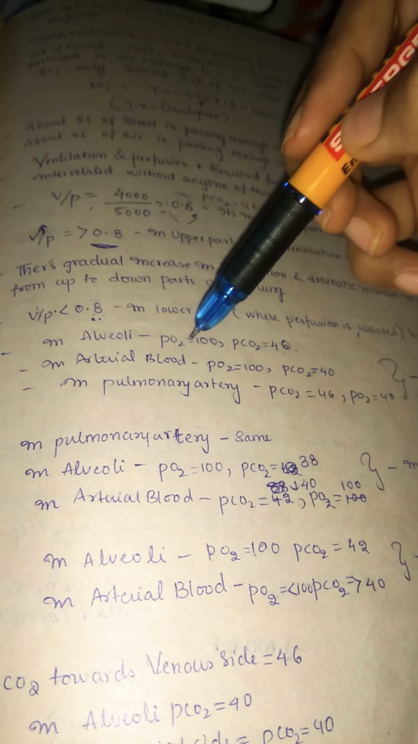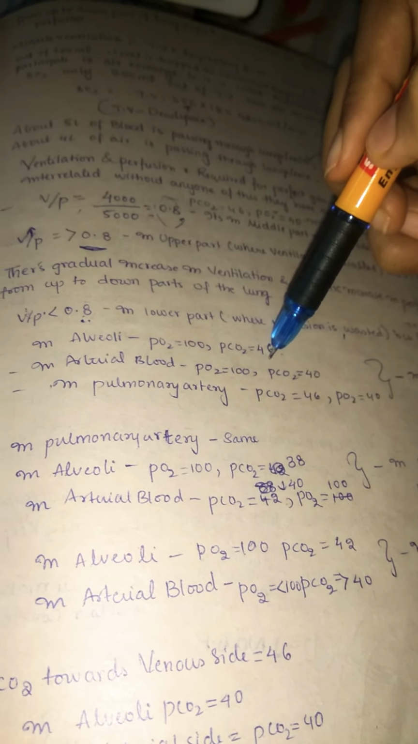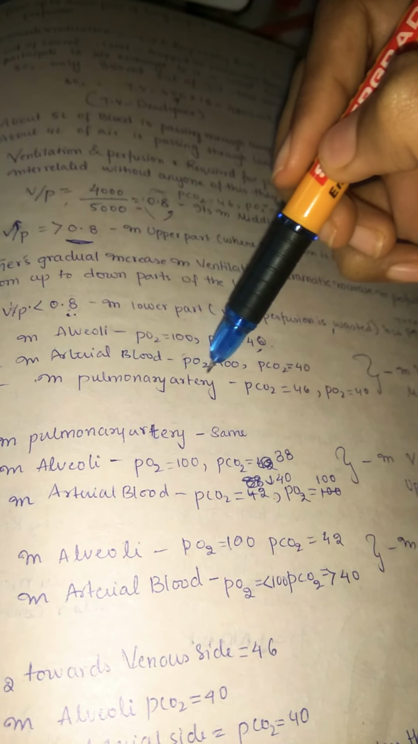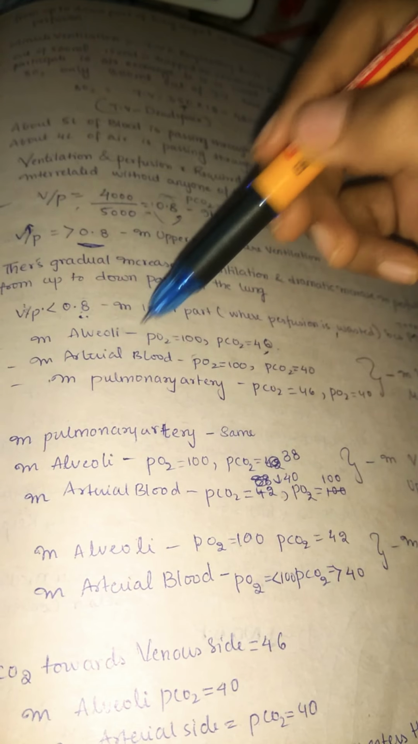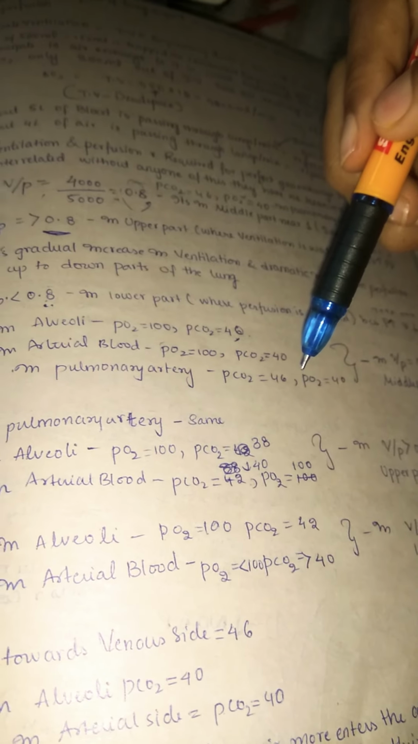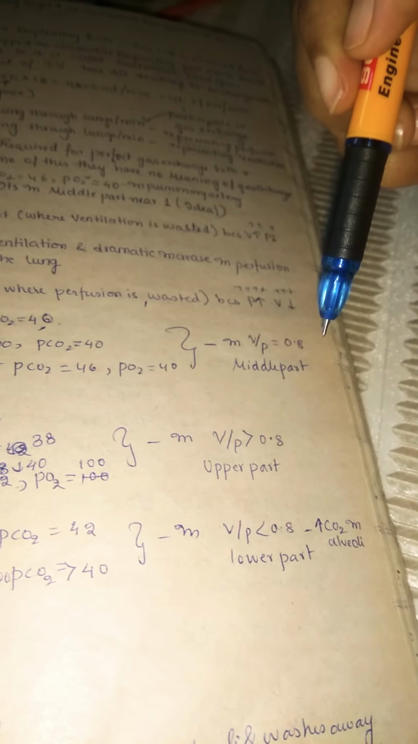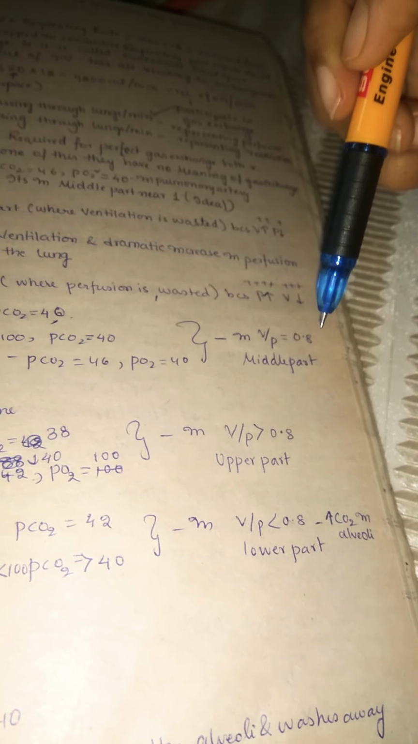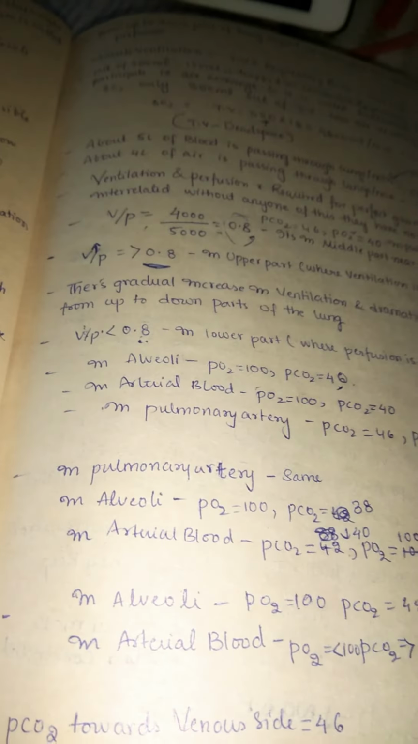In alveoli, the partial pressure of oxygen is 100, whereas the partial pressure of carbon dioxide is 40. In arterial blood, the partial pressure of oxygen is 100, the same, and the partial pressure of carbon dioxide is also the same as in alveoli. In the pulmonary artery, carbon dioxide is 46, somewhat higher compared with arterial blood and alveoli, and oxygen is lower, 40. So you can see ventilation by perfusion is equal to 0.8 in the middle part. These are the values of alveoli, arterial blood and pulmonary artery, perfectly equal to 0.8 or nearly 1.